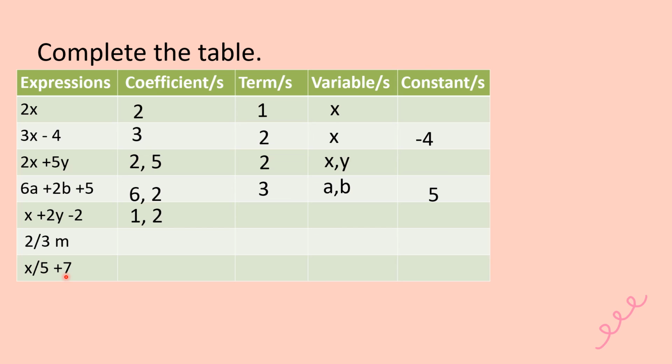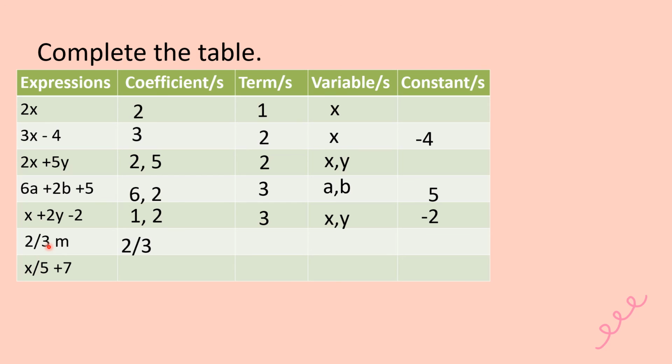Next, we have the expression with x and y. The coefficient of x is 1, understood. If there is no number beside x or any variable, understood it's 1. And then the coefficient of y is 2. And there are three terms, two variables, x, y, and the constant is negative 2.